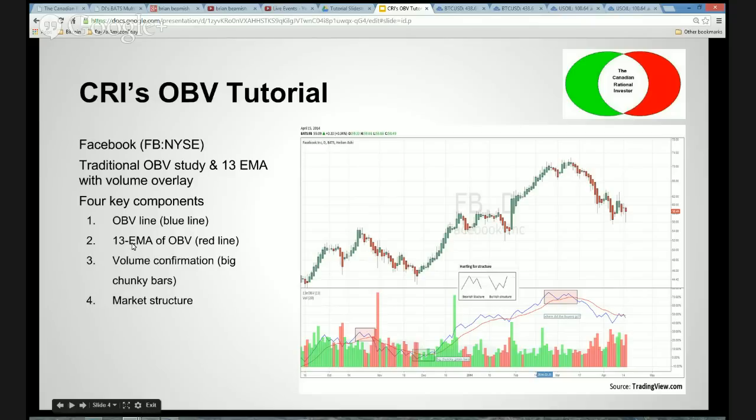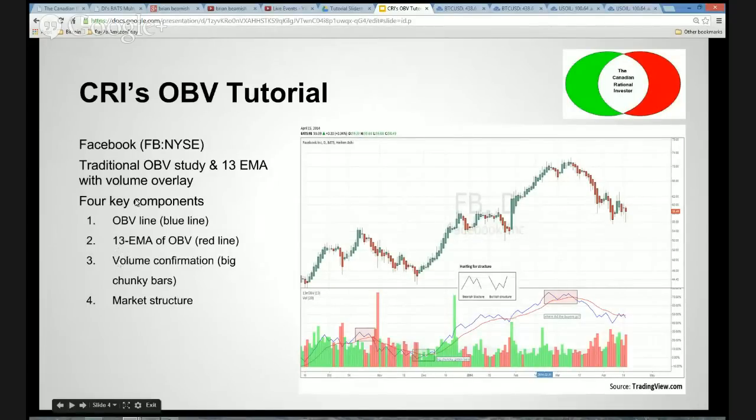Second, we have the 13-period exponential moving average of the OBV line, and that's the red line on this chart. As OBV is trending higher, the blue line, or raw reading, should be higher than the moving average. Conversely, when the market's trending lower, the blue line, our OBV, is below the red line, or the moving average. So, a nice simple graphical illustration of OBV.